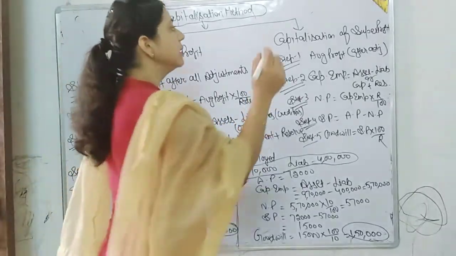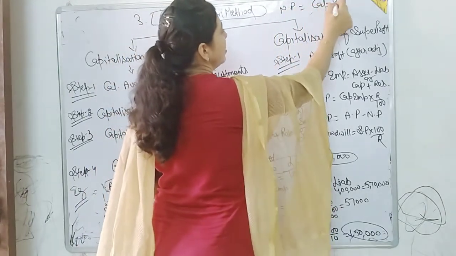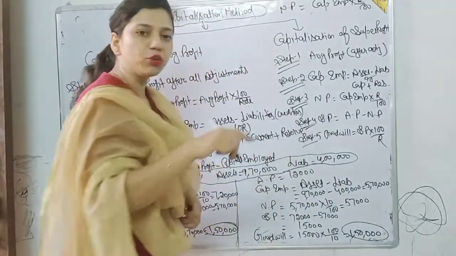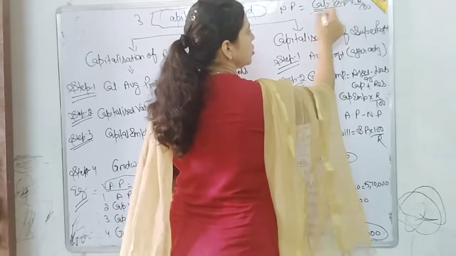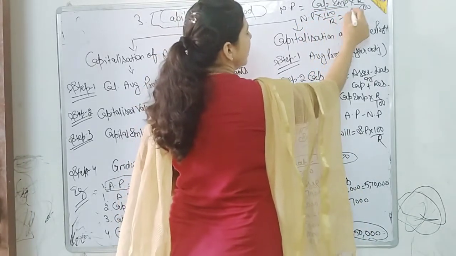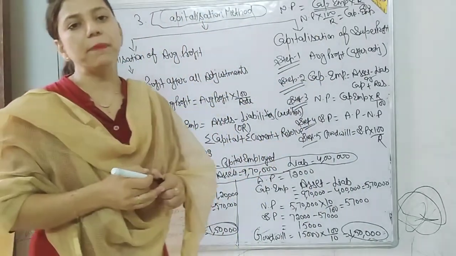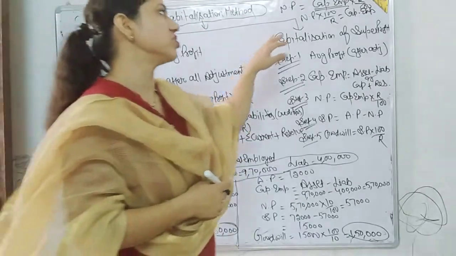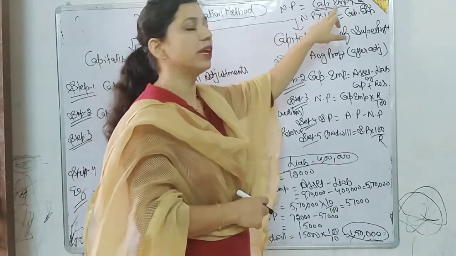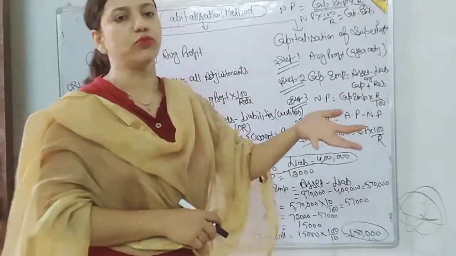What does it mean? For example, when we calculate normal profit, we have capital employed into rate by 100. Now we have to calculate capital employed. So according to mathematics, it is normal profit into 100 by rate. In this way we can calculate capital employed. So in the capitalization method, how can we calculate goodwill? Profit into 100 by rate, because we have to calculate capitalized value.